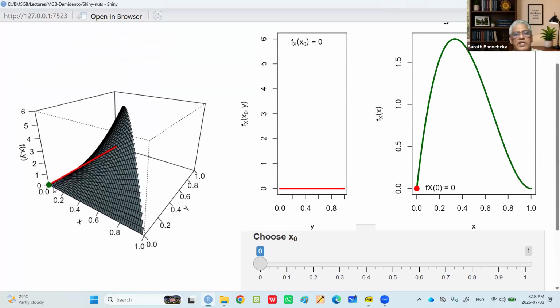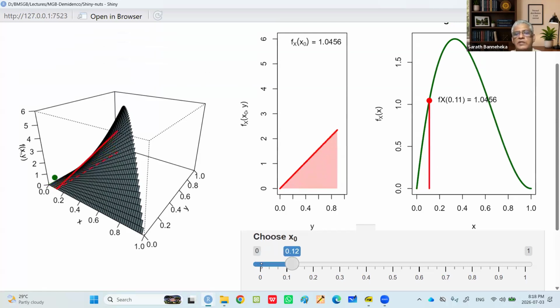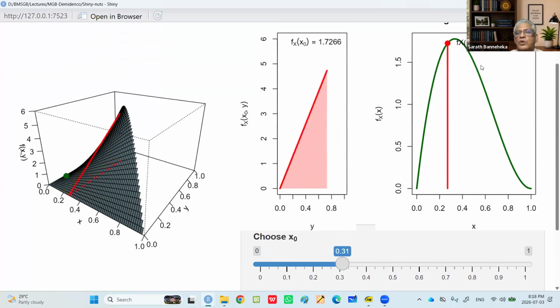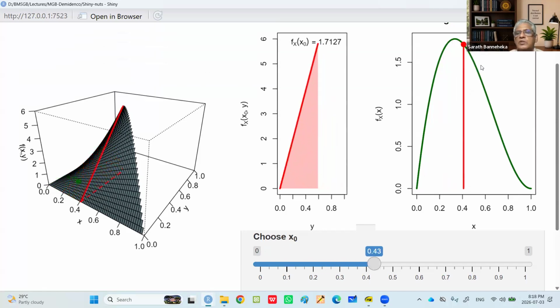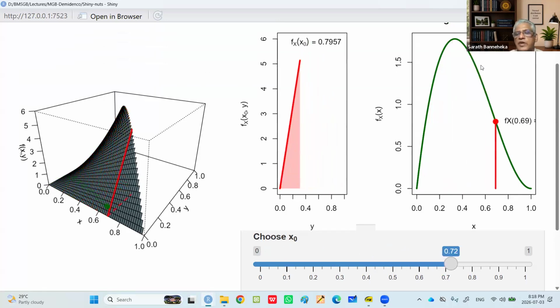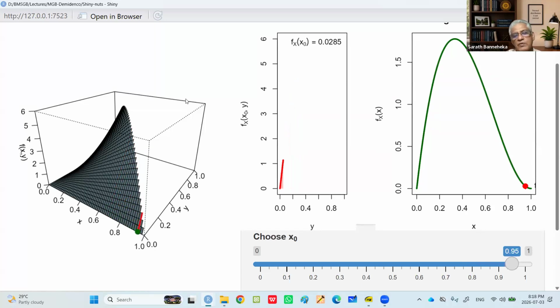So when the considered x value is changing from 0 to 1, you'll see now, for example, if I increase it, this point here is going along this curve. That curve actually is the marginal density function of x in this case. Similarly, you can look at the marginal density function of y, but I have not included that in this Shiny app.